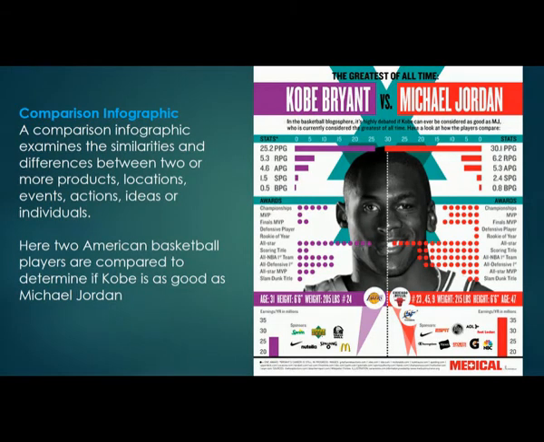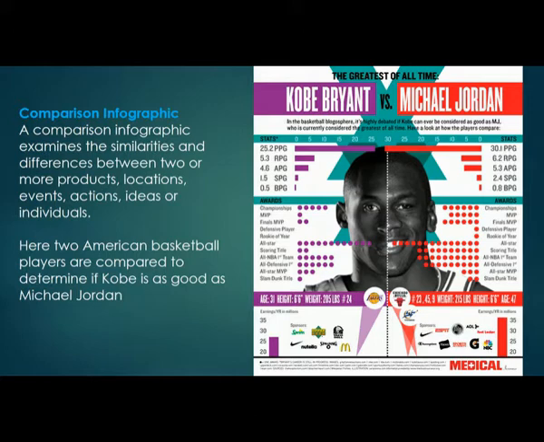So let's look at comparison infographics and what they are. A comparison infographic examines the similarities and differences between two or more products, locations, events, actions, ideas, or, in this case, individuals. Here we have two American basketball players, and they are compared to determine if Kobe is as good as Michael Jordan. It's a very simple format for this infographic. It's split down the middle. You see what almost looks like a single image, but obviously it's made up of the two faces.